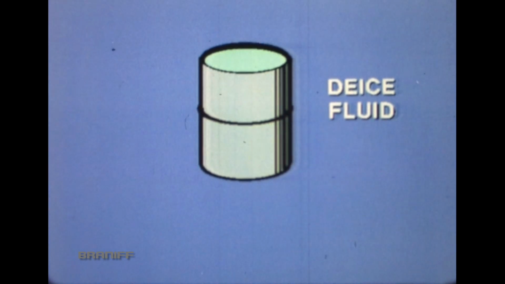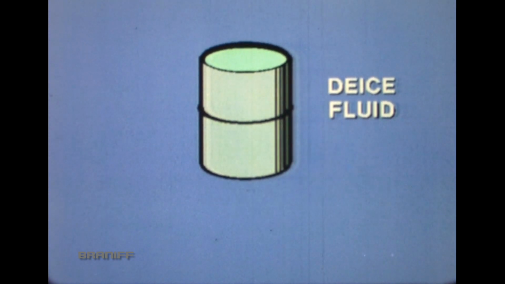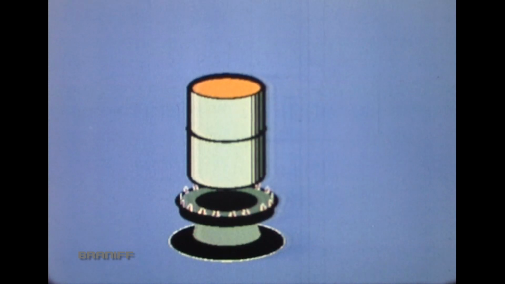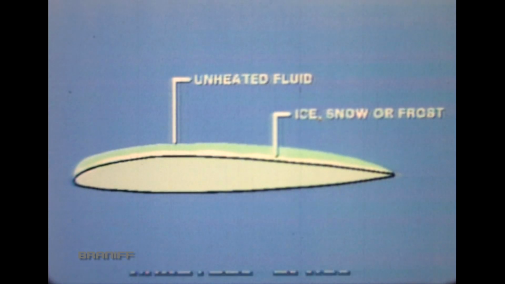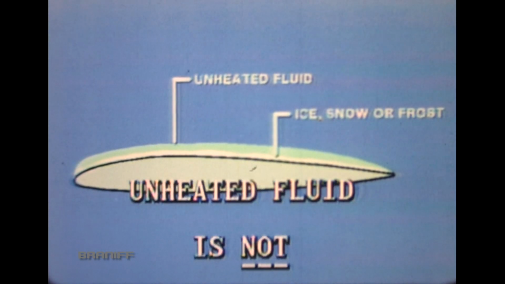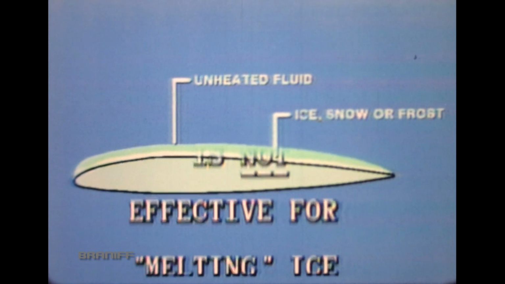Removal or de-icing will be discussed next. De-icing requires a hot fluid applied to warm the airplane surface to break the ice bond. Ice, snow, or frost accumulations can then be flushed off. Note that unheated fluid is not effective for melting ice on the airplane.